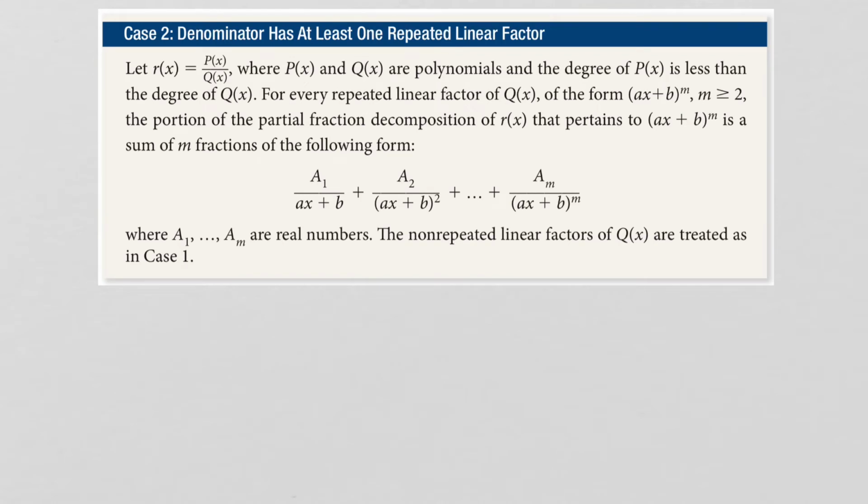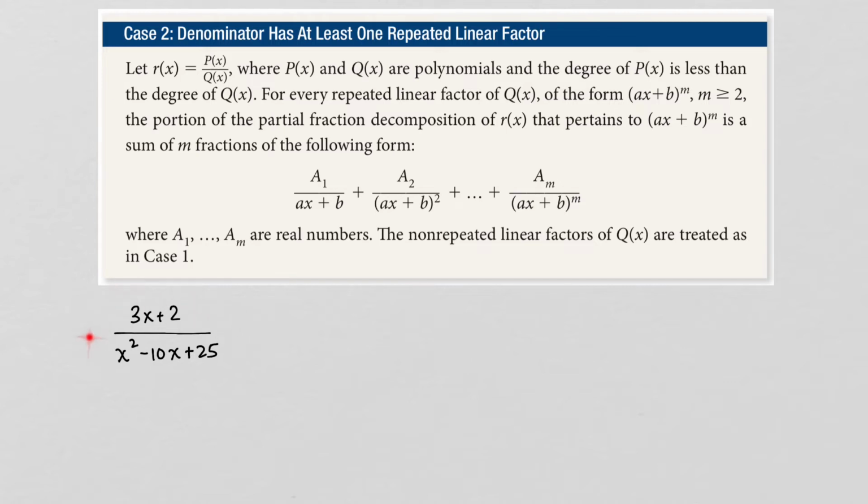The next case we take a look at is the case where the denominator has at least one repeated linear factor. Now what that means is you have a linear factor that occurs more than once. Let's consider the following example. 3x plus 2 over x squared minus 10x plus 25.